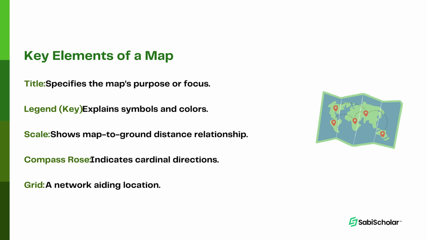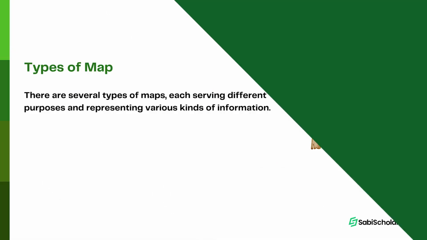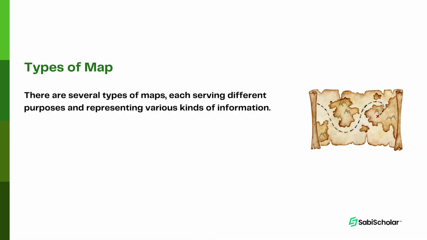Then we also have the grid. A grid is a network of lines that help to locate places on the map. This can include the latitude, the longitude, or other coordinate systems that may be used on that particular map. So let's look at the types of maps that actually exist. There are various types of maps, each of them serving different purposes, representing various kinds of information.